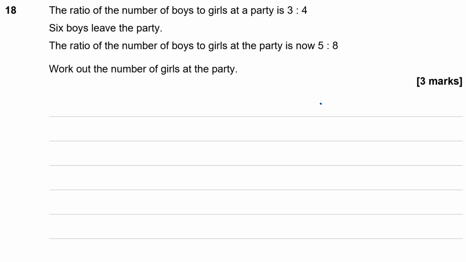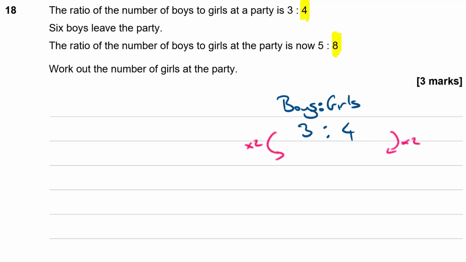Now, the ratio of boys to girls we're given as 3 to 4 to start with. But notice in the second part the number of parts of girls is 8, which is twice as much as we've got here. So in order to compare the two more easily, I can scale up this ratio by a factor of 2 and rewrite it as 6 parts to 8 parts.